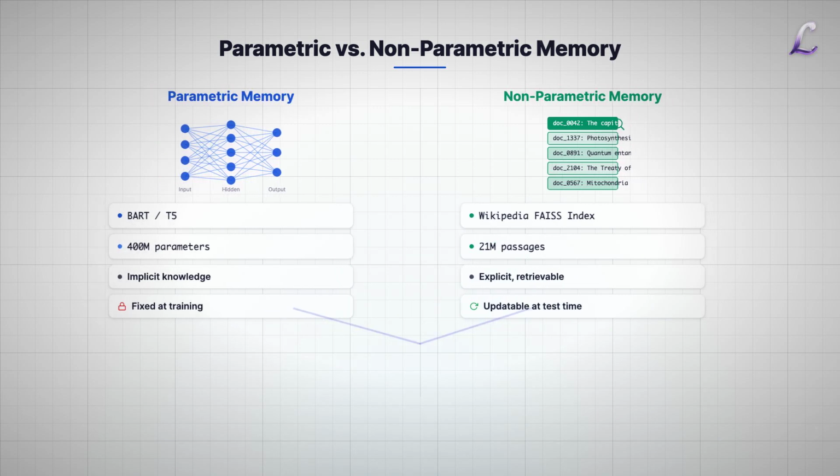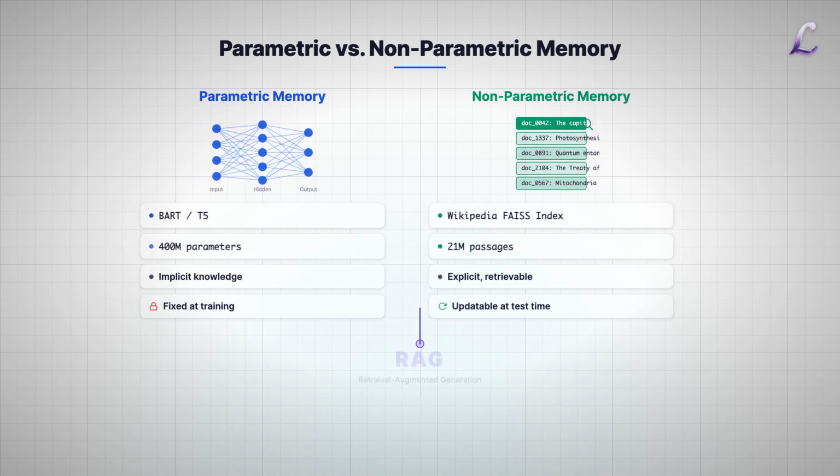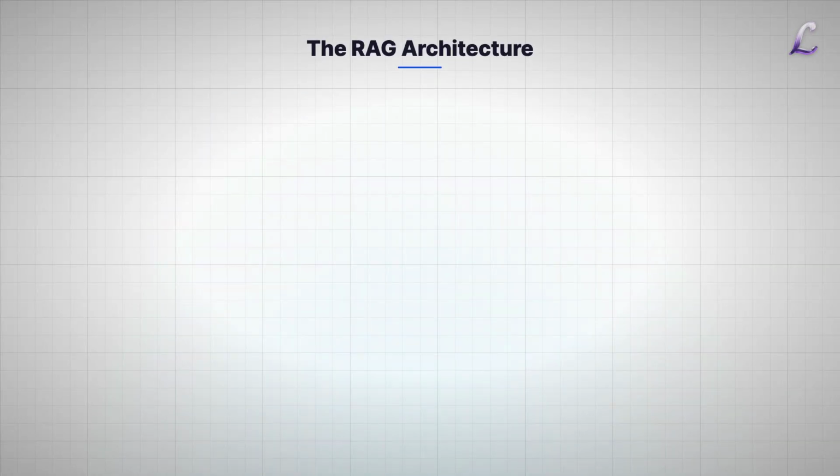The insight of this paper is deceptively simple. Take a pre-trained seq-to-seq model as your parametric memory, take a dense vector index of Wikipedia as your non-parametric memory, and learn to combine them end-to-end. The parametric component, BART large with 400 million parameters, handles language understanding and generation. The non-parametric component, a FAISS index over 21 million Wikipedia passages, provides grounded, retrievable facts. Let's walk through the architecture in detail.